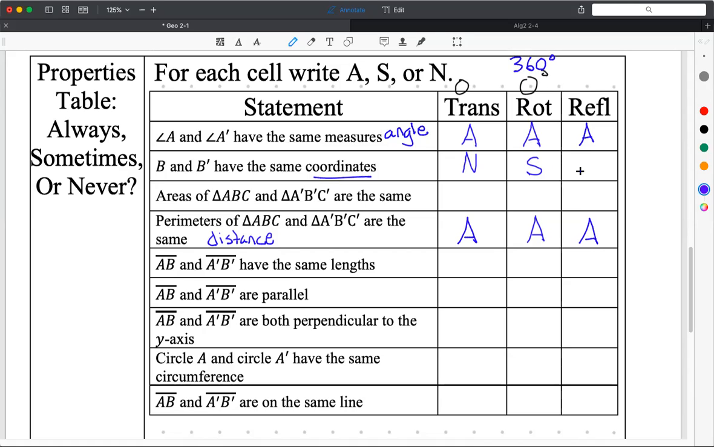What about reflections? 1, 2, or 3? Reflections, 1, 2, or 3? Ooh, some people are doing 3, some people are doing 2, so this one's gonna be fun again.